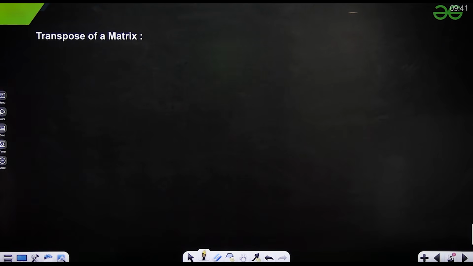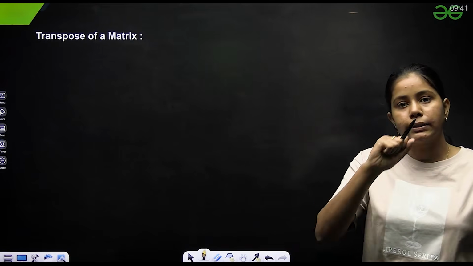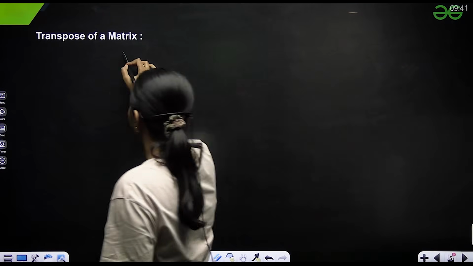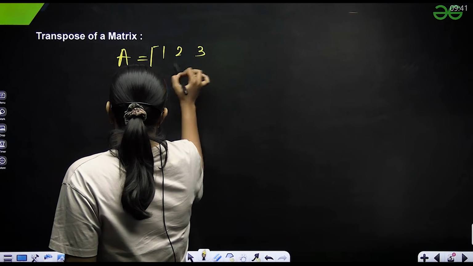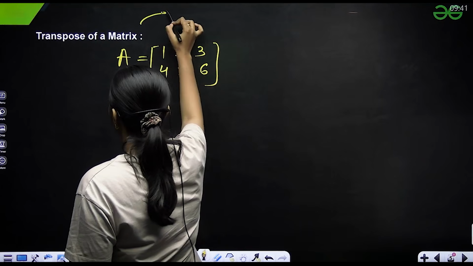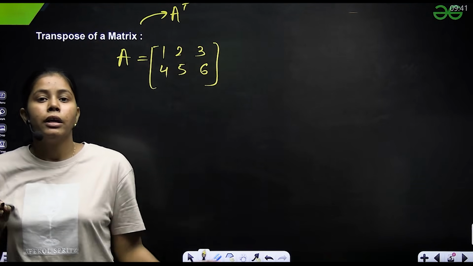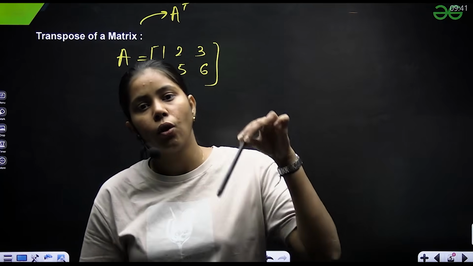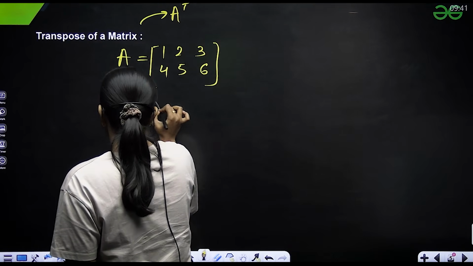Now, next is the transpose of a matrix. So the question arises, what is the transpose of a matrix? What would you do? Let's suppose you have a matrix A, 1, 2, 3, 4, 5, 6. This is my matrix, and I denote the transpose using A transpose. What do we do in A transpose? We convert rows into columns, right? That means we interchange rows with columns.